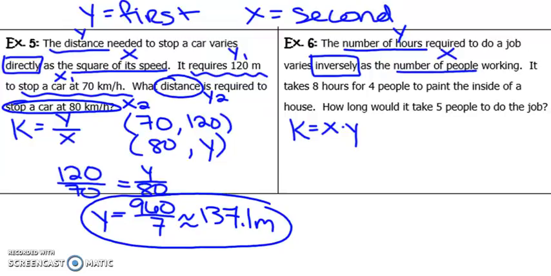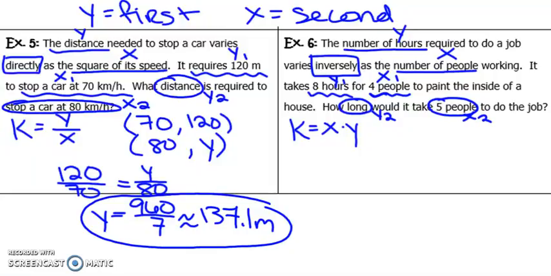And be careful not to just underline number, because they're both numbers, so we need to know the number of what. So then if I look, it takes 8 hours, which is y1, for 4 people. That's my x. Ooh, and not x2. It's the first x we're seeing, and it's paired with my first y. How long? Well, long is number of hours. Would it take 5 people to do the job?